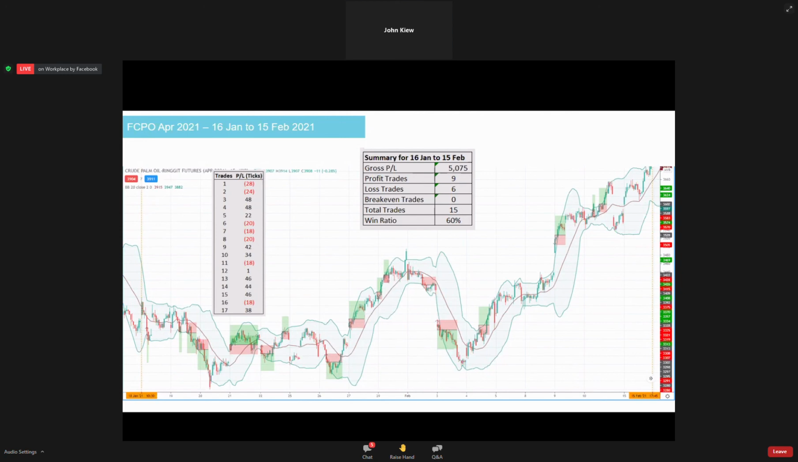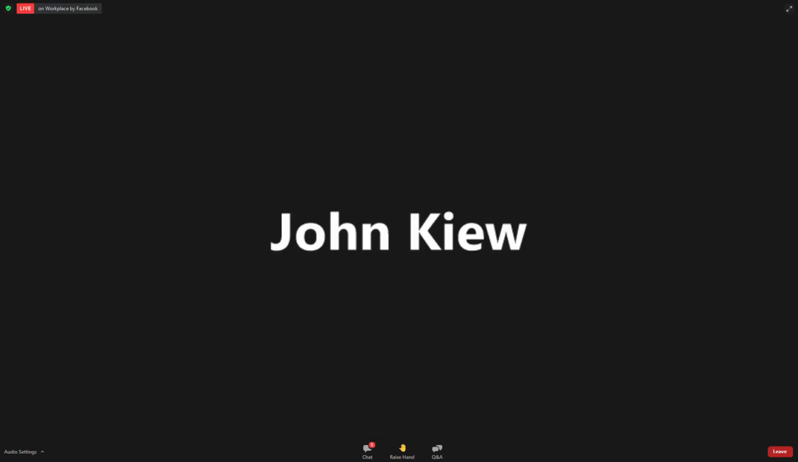So the overall winning ratio for that month is 60%. We have total 15 trades, and the gross P&L is 5,000. So this is basically all the trades, all the ATRs, 1 point times 25. We add it up, so we earn 5,000 ringgit. So 15 trades, if let's say your commission is maybe 20 ringgit, so 15 times 20 is 300. So the net profit is 4,007 for trading one lot in this trading strategy.